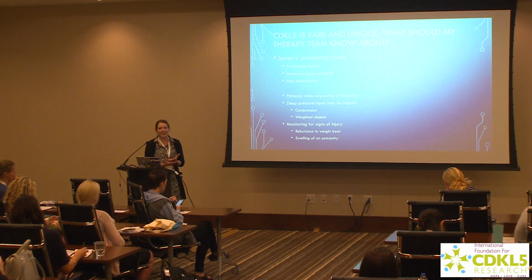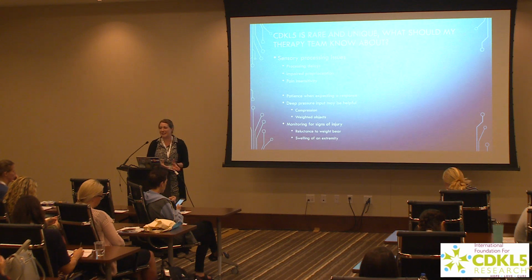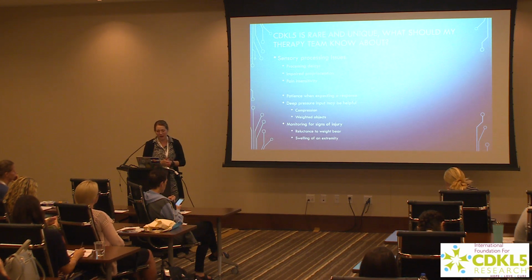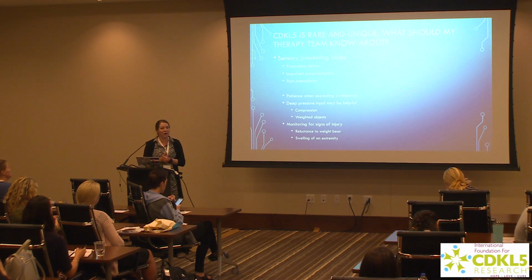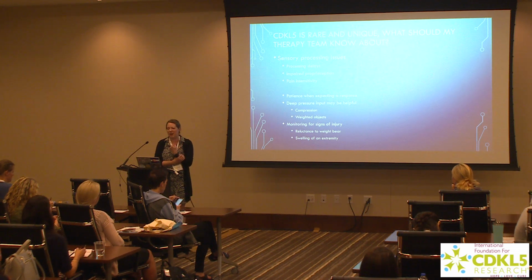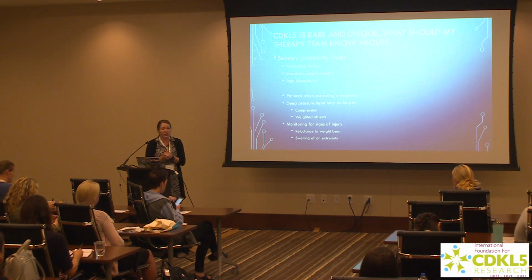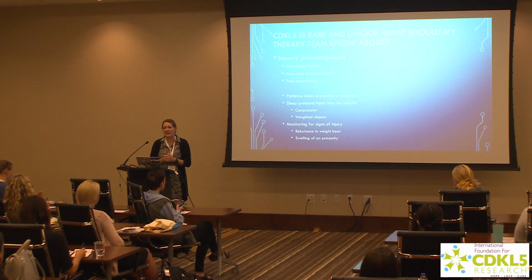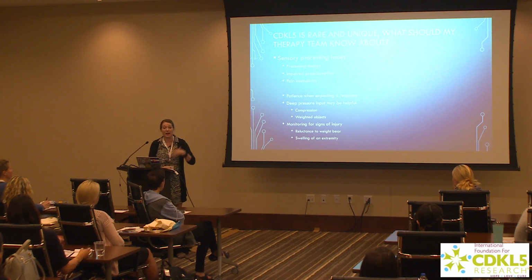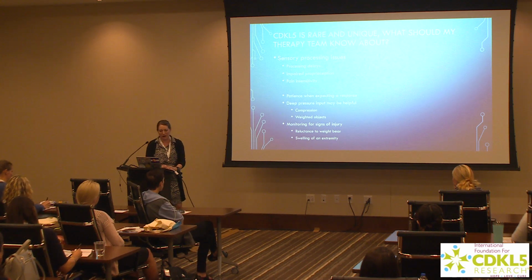So discuss with your therapist that we need to be patient and give a certain amount of time to expect a response. Deep pressure input can be really, really helpful in a child that has trouble with proprioception, trouble with understanding where their body is. And so we use different tricks. We use compression garments sometimes. We use weighted objects and weighted blankets to increase proprioception. And so those are things that you can throw out with your therapists.